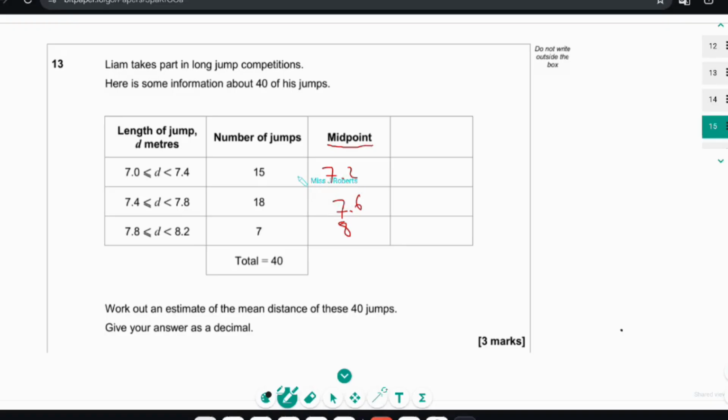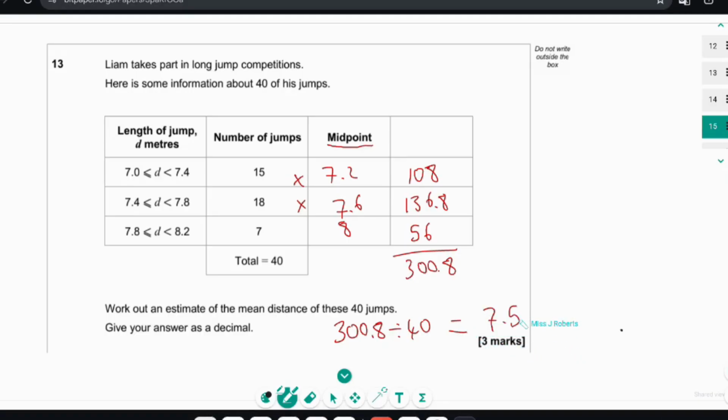We want to find the mean, so we want to find the total, like all the jumps added together. So 15 times 7.2, 108. 18 times 7.6, 136.8. 7 times 8, 56. Total, 300.8. I'm going to divide it by 40 because there are 40 jumps in total. 7.52.